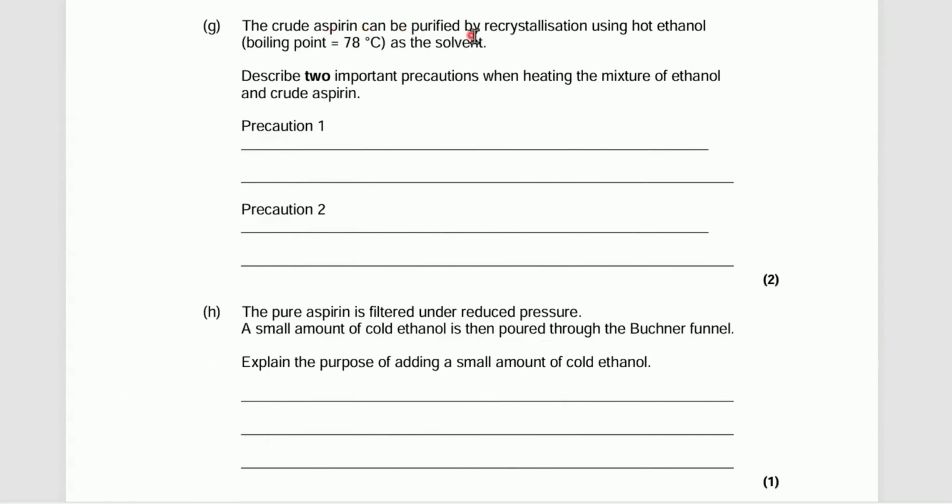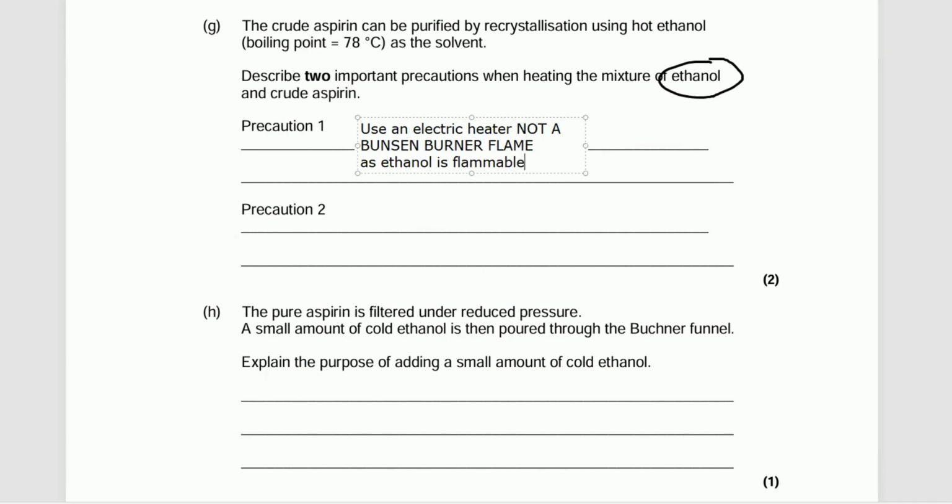Right, crude aspirin can be purified by recrystallization using hot ethanol. Boiling point 78 degrees is the solvent, so ethanol's boiling point is 78. Describe two important precautions when heating the mixture of ethanol and crude aspirin. Right, well, think about ethanol. What do you know about it? It's an alcohol. They're flammable. They're used in fuels. I mean, they use ethanol or alcohol in cars, in combustion engines in Brazil.